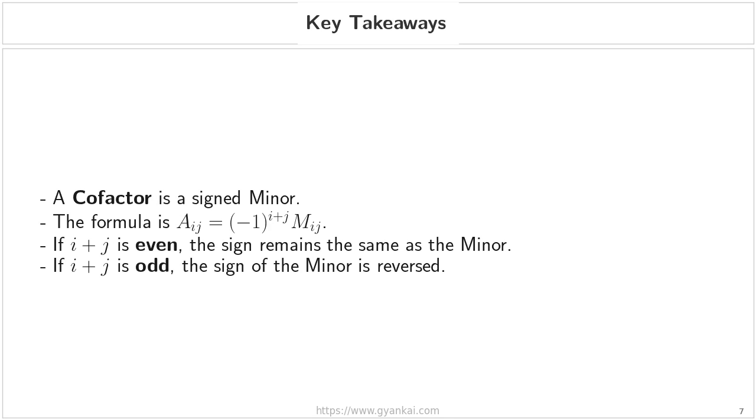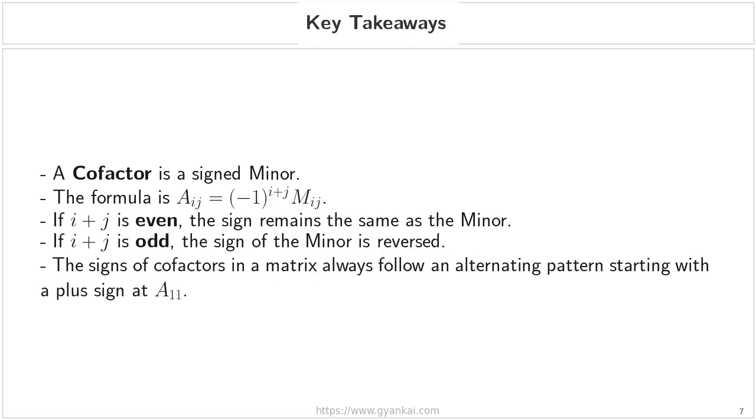As we discussed in the previous slides, the behavior of that sign depends entirely on the sum of your indices. If the sum of the row and column indices, I plus j, results in an even number, the sign of your minor remains exactly the same. However, if the sum, I plus j, is an odd number, you must reverse the sign of the minor. Finally, a great way to double-check your work is to remember the checkerboard pattern we looked at earlier. The signs of cofactors in a matrix will always follow that alternating pattern, always starting with a plus sign at the very first element, a sub 1, 1.